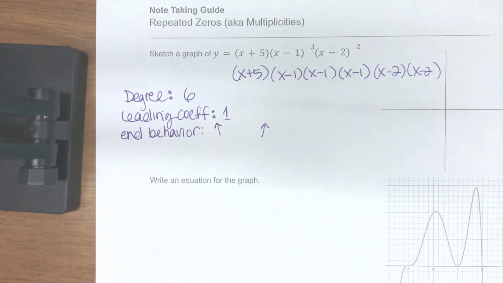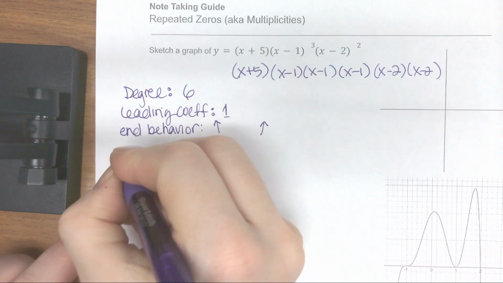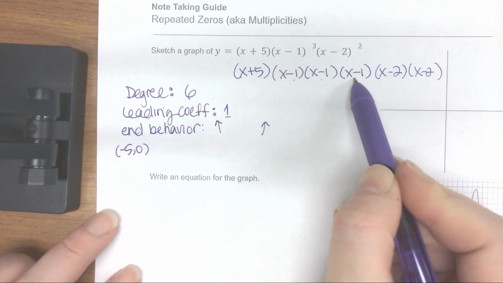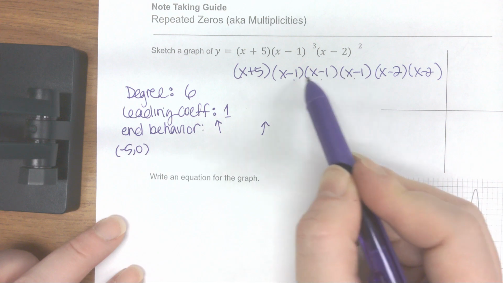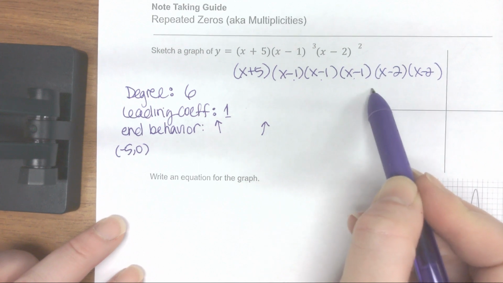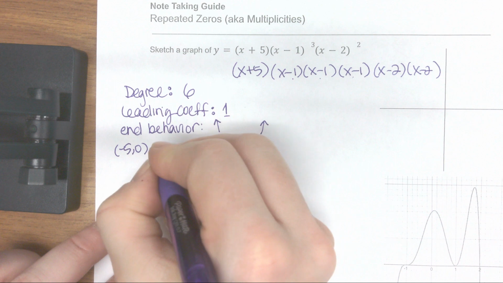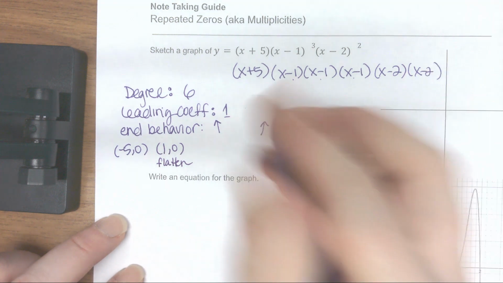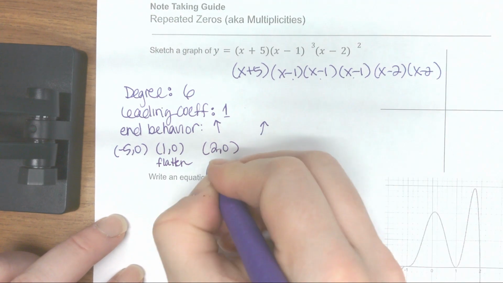I'm going to just put some words to keep track because there's a lot going on here. I'm going to assume if I don't write anything down, it's just a regular old goes through the x-axis. So this one at -5, it just goes through. At 1, there's 3 of them. So is it going to bounce or flatten? Multiplicity of 3, that's what that means. Multiple factors. Is it going to bounce or flatten? Flatten, good. So at 1, 0, we're going to make it flatten out there. And then at 2, 0, we're going to make it bounce.